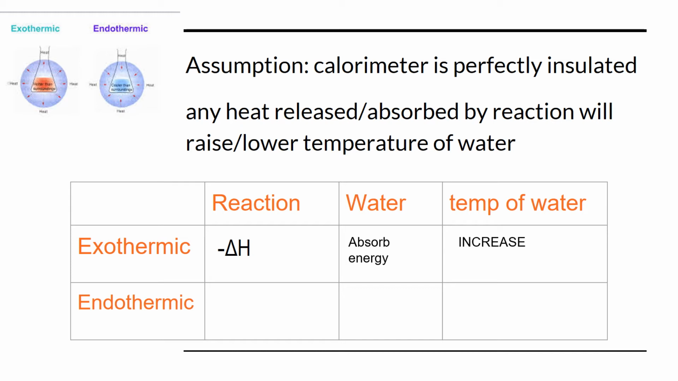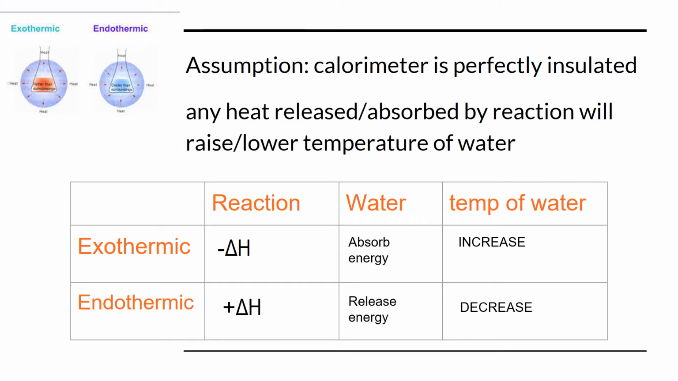On the other hand, in an endothermic reaction, you're going to have a positive delta H. Remember, endothermic means it's absorbing energy from its surroundings, and in this case, in a calorimeter, the water is the surroundings. So the water is releasing energy to this endothermic reaction. The endothermic reaction is absorbing energy from the water. This will lead to a decrease in the temperature of the water.